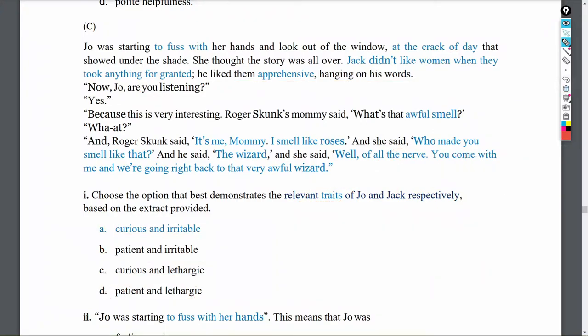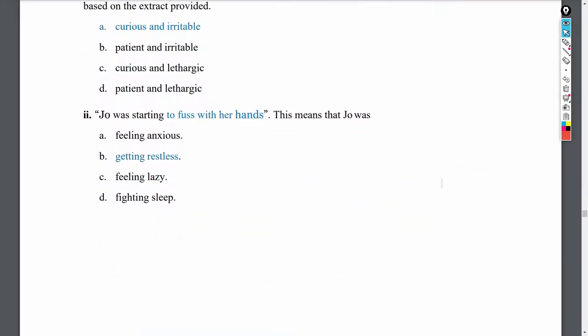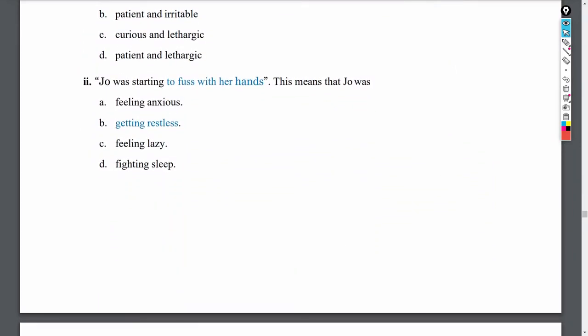Dekhte hain next question. Let us go for the next question. Joe was starting to fast with her hands. This means that Joe was, to fast with her hands.